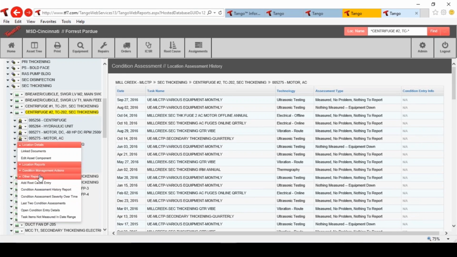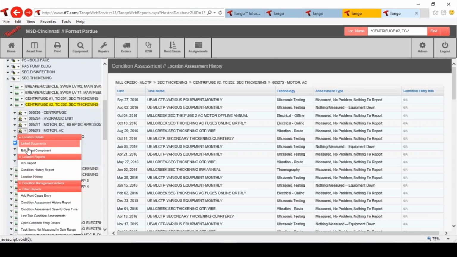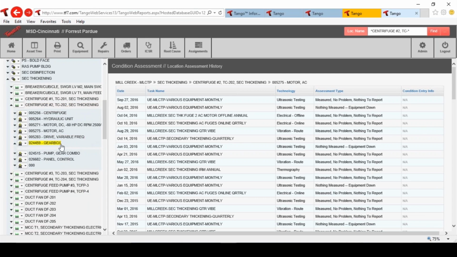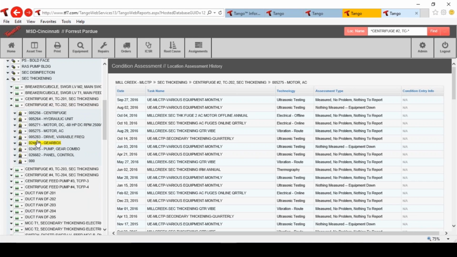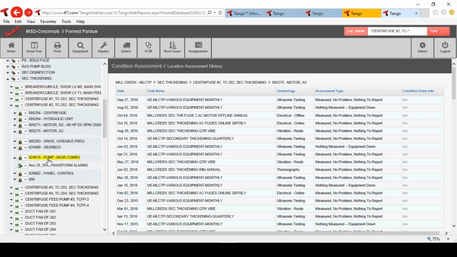And the location reports. Now this one doesn't have any condition entries. Let's find something that maybe has some condition entries. Maybe the motor does. It was the motor. Let's try the gearbox. Oh, pump's got one comment about a waveform alarm.